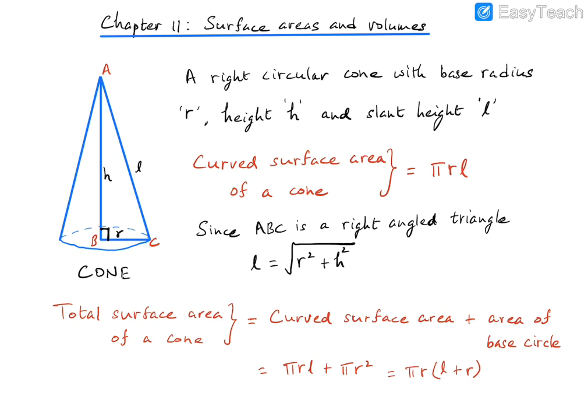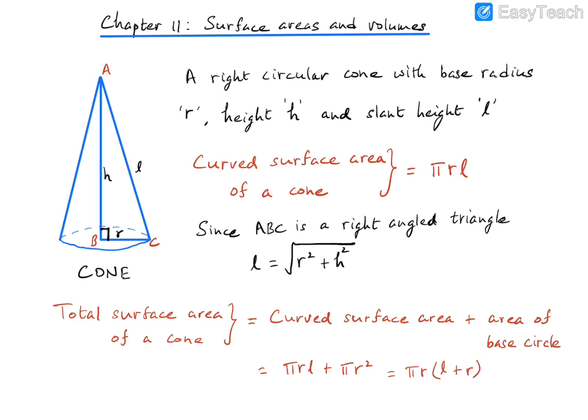Okay, so in some example problems we may not be given the slant height directly. We may be given the height of the cone and the radius of the cone, and we'll have to compute the slant height of the cone using Pythagoras theorem according to this formula here, and then we have to substitute that value of L in the curved surface area of the cone using the formula pi r L.